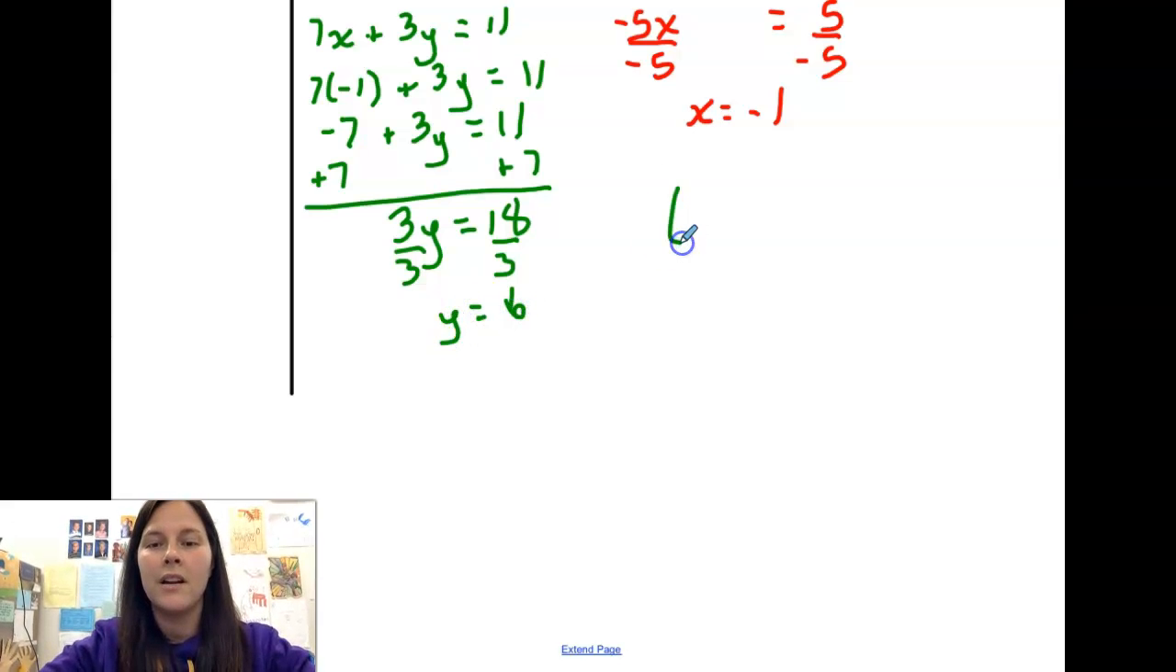So my ordered pair on this one, my solution will be negative 1 for my x value and 6 for my y value.